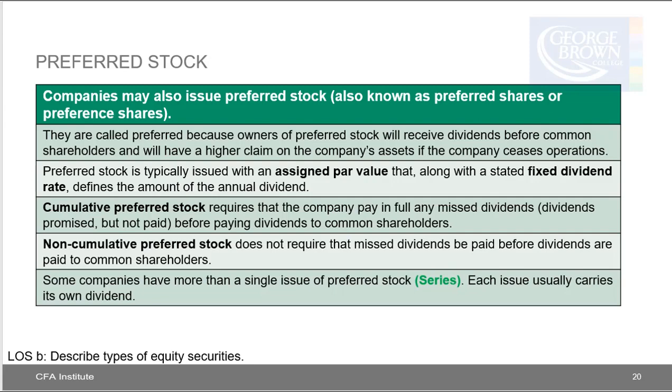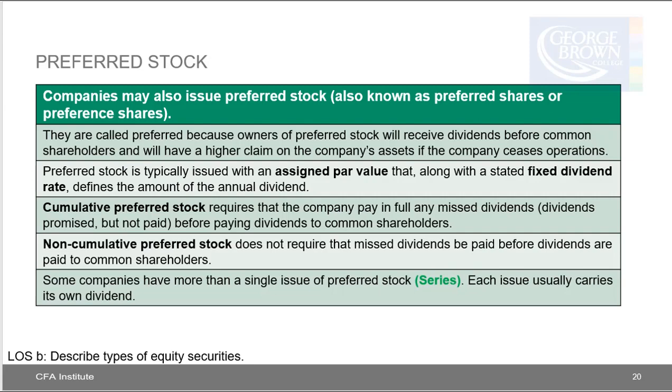Cumulative preferred stock requires that the company pay in full any missed dividends promised but not paid, before paying dividends to common shareholders. So let's say a company has a year where they have serious cash flow problems, negative net income, and they don't pay preferred dividends or common dividends. If it's a cumulative preferred stock, it means in the next year, if they've had a good year and they've got positive cash flows, they can't pay any dividends to the common shareholders until they've paid back to the preferred stockholders all the dividends that are owing to them.